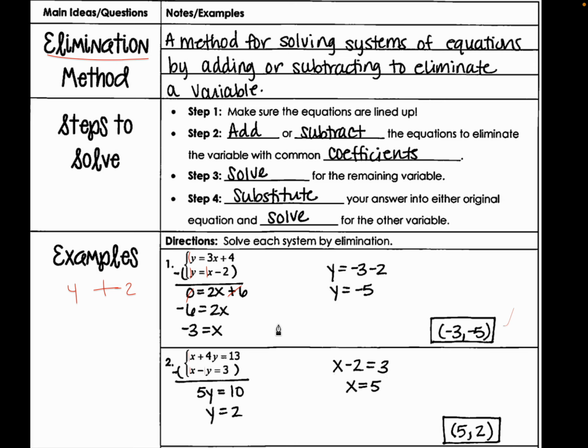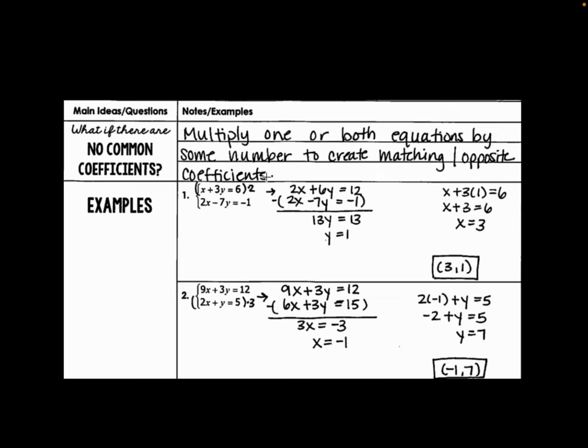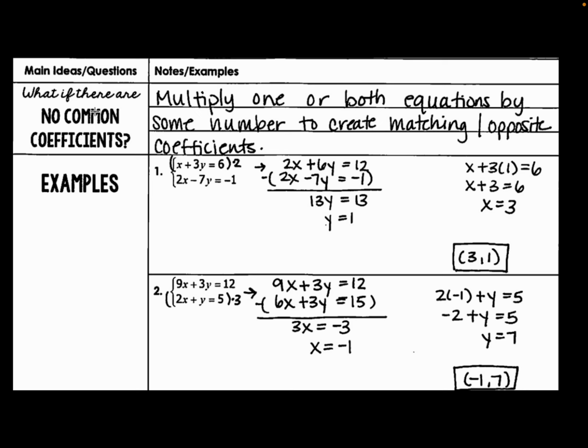So elimination can be very easy. If you can just find those common coefficients and add or subtract the equations to eliminate the variable, then you can easily find your x or your y and use that to plug it back in and find your other variable. Okay? Now, it's not always easy, I'll be honest. Sometimes there are not common coefficients.